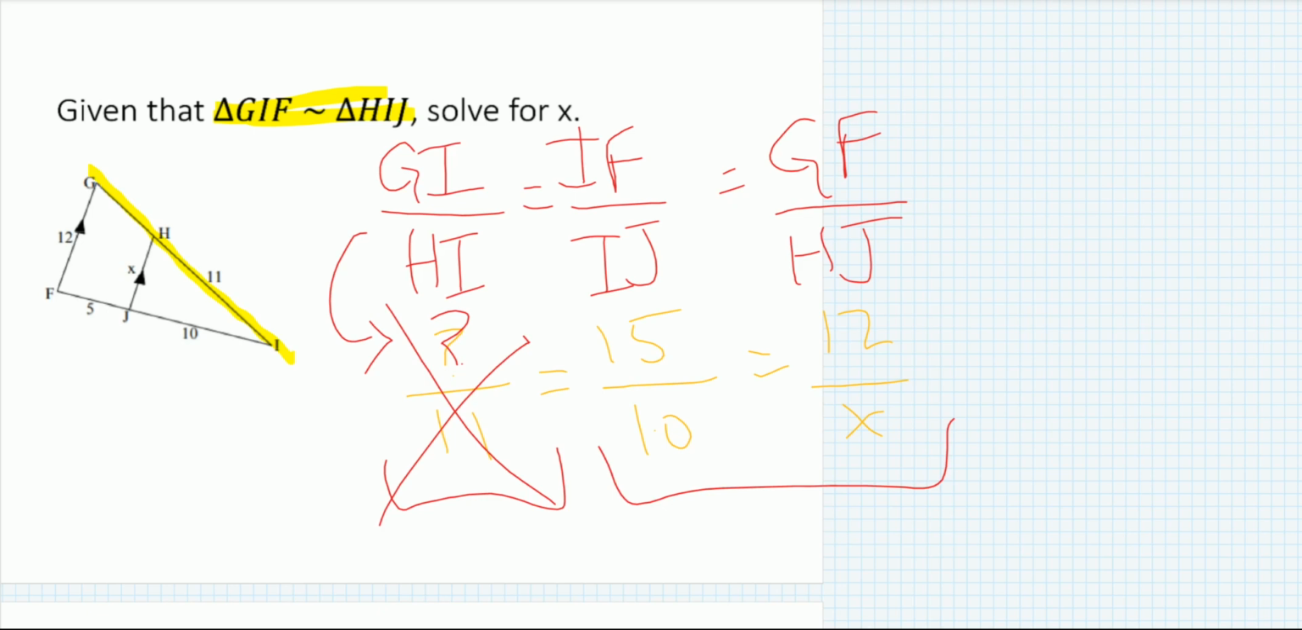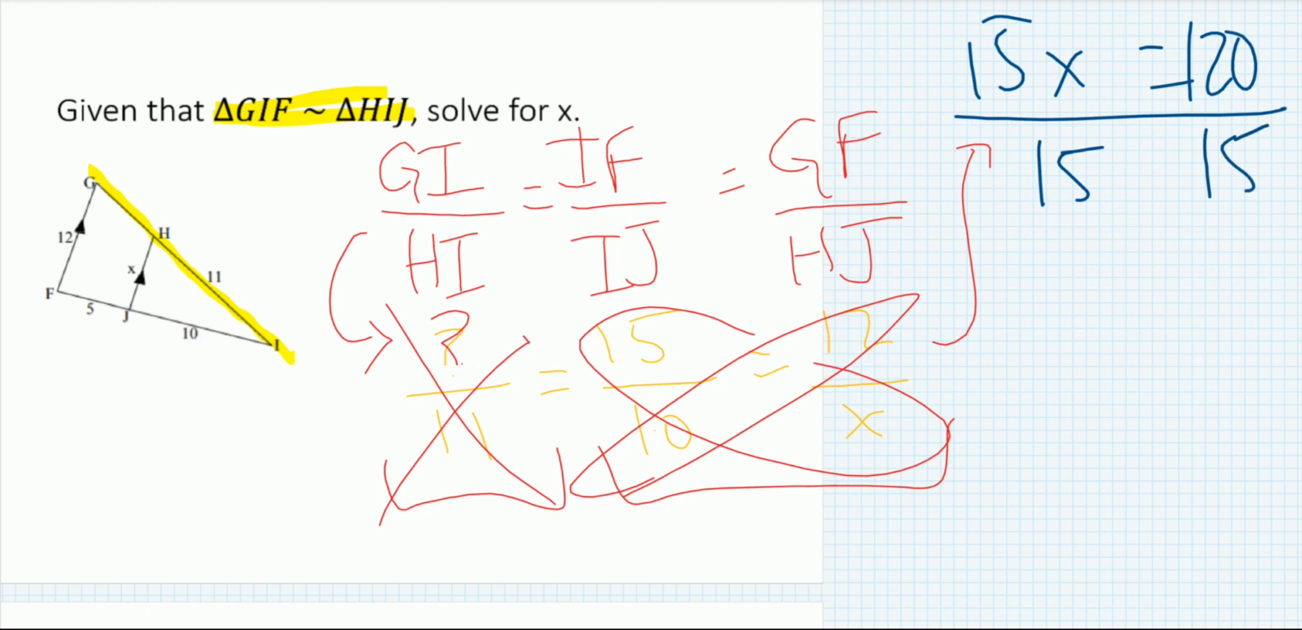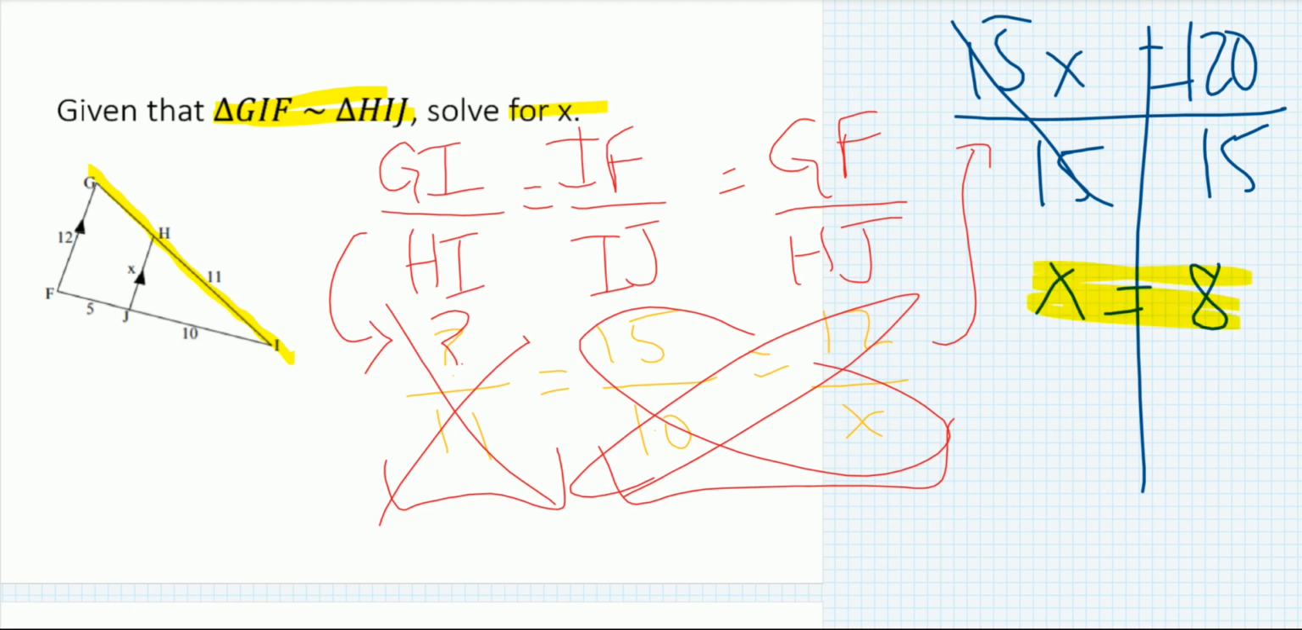I can go ahead and cross multiply and then solve, right? Cross multiply, it'll give me 15x. Let me go ahead and change color on that. 15x is equal to 10 times 12, which is equal to 120. And then we're going to divide by 15 on both sides. So x is equal to 120 divided by 15, which is equal to 8. Yeah, I used a calculator for that. I had no idea what it was. So anyways, there you go. Solve for x. Here goes my answer. All right, so there you go.